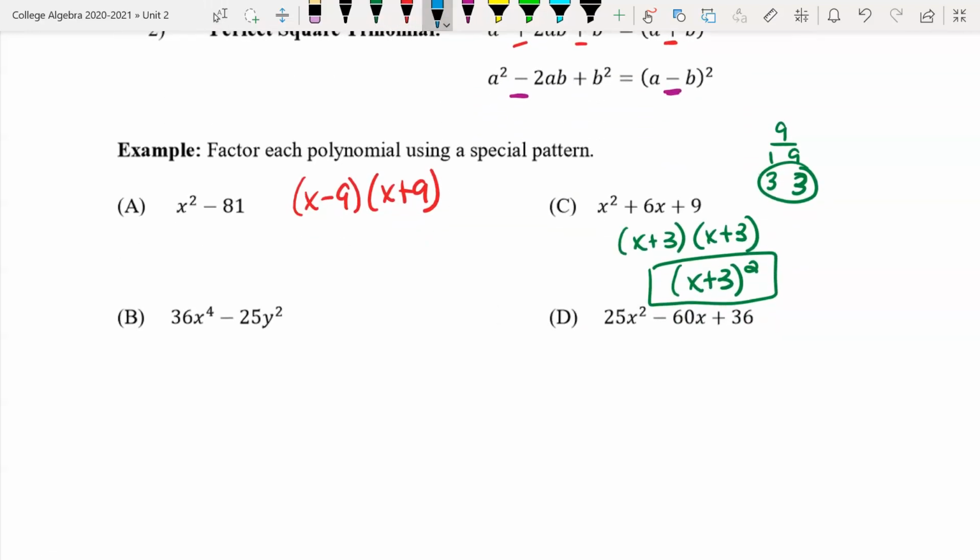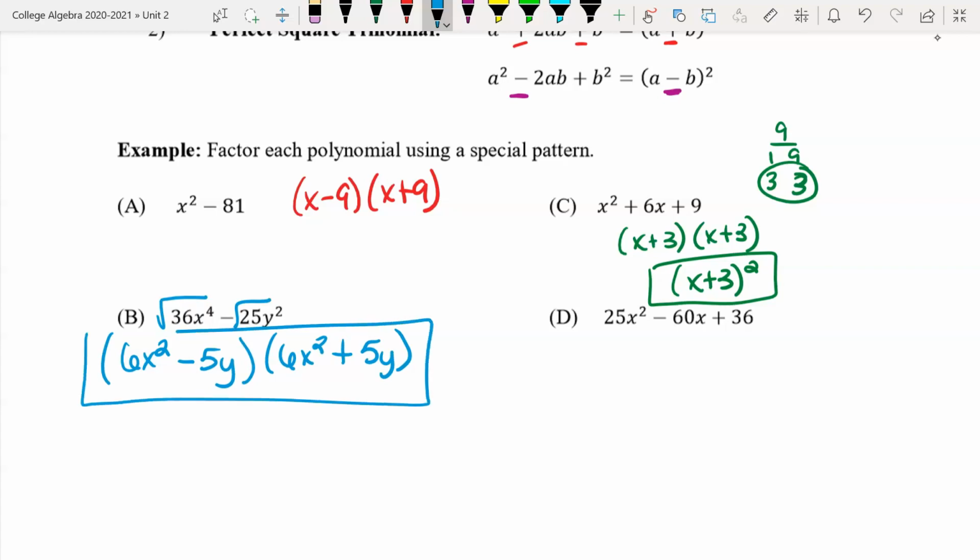Two more, which get a little bit harder on you. Notice there is no middle term, there's only 2 terms, but all of these are perfect squares, so if I square root them, I get 6x squared for the first term, minus 5y for the second one. And I'm going to write the same thing, but instead of using a minus, I'm going to use a plus because there's no middle term, so I want it to cancel, and that would be it.